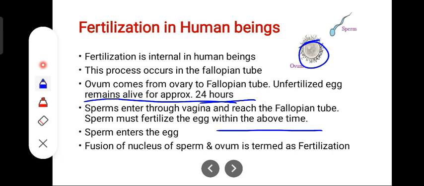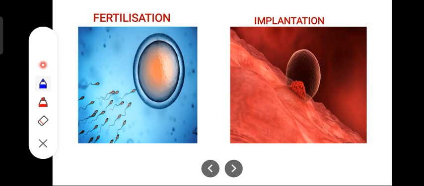ओके, सो फ्यूजन ऑफ न्यूक्लियस ऑफ स्पर्म एंड ओवम इज टर्म्ड एज फर्टिलाइजेशन. तो यहाँ देखो बच्चों, दिस इज द रियल पिक्चर. आप देख सकते हो ये है एग और यहाँ देखो कैसे रेस लगा रहे हैं सारे स्पर्म एग तक पहुँचने के लिए. लेकिन जो स्पर्म पहले पहुँचता है और पहले एग को पेनिट्रेट करके फ्यूज हो जाता है वही जाइगोट बनाता है, वही फर्टिलाइज होता है. सो आफ्टर दैट इट फॉर्म्स जाइगोट.